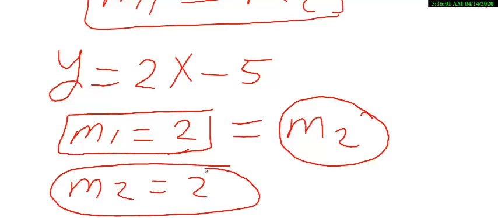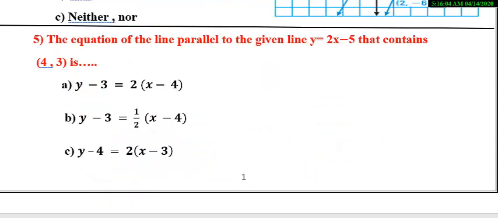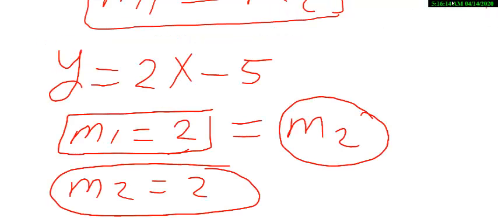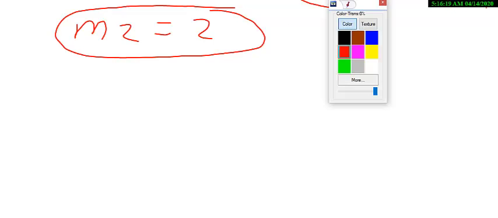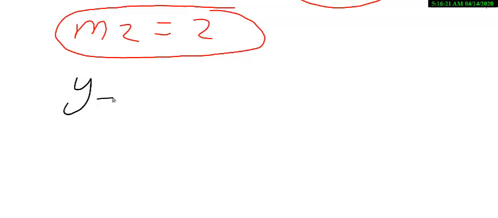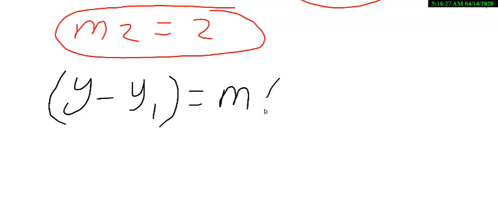The question asks me to find the equation of the line by using the point-slope form. Which one matches the given information? The slope is 2 and the point is (4, 3). So I have to write down the point-slope form formula to make it easy for you: y minus y1 equals m times x minus x1. Somebody will ask me where y1 and x1 are. x1 and y1 are the given point, which is (4, 3).